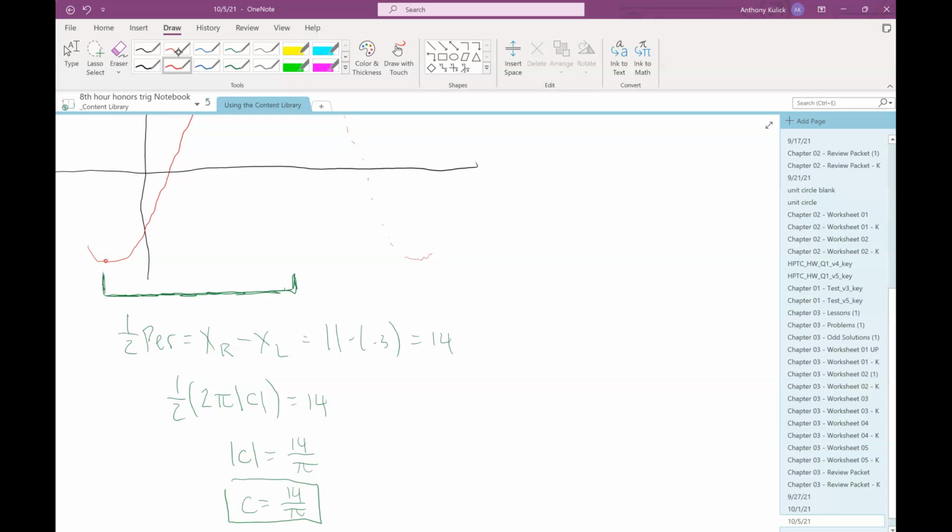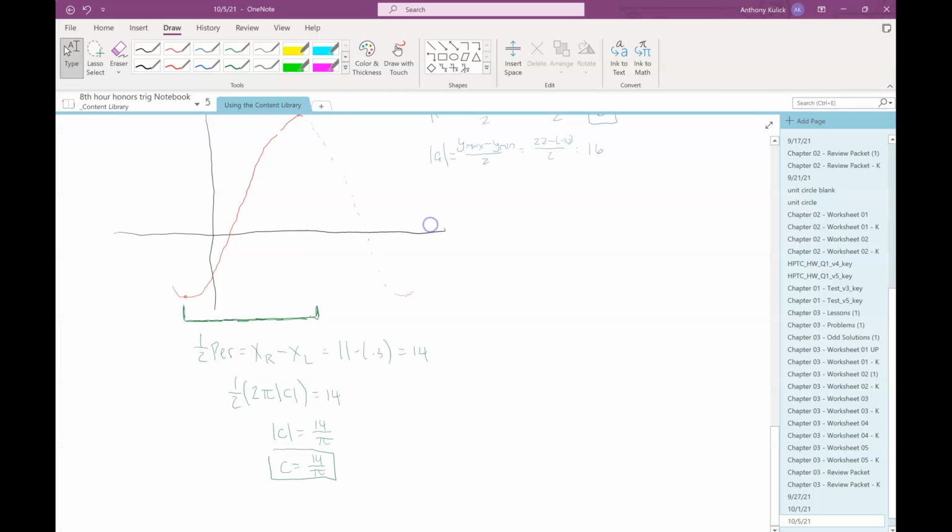Now the last thing is to find the sign for A and the H. Is everybody still okay? All right. So which trig function would be easier to use here? Sine or cosine? Cosine, because I have maxes and mins, right?